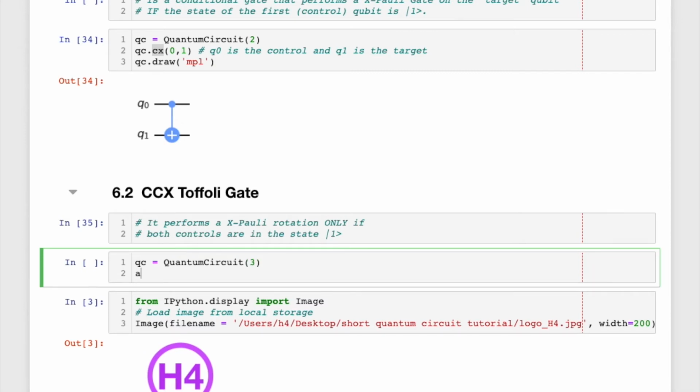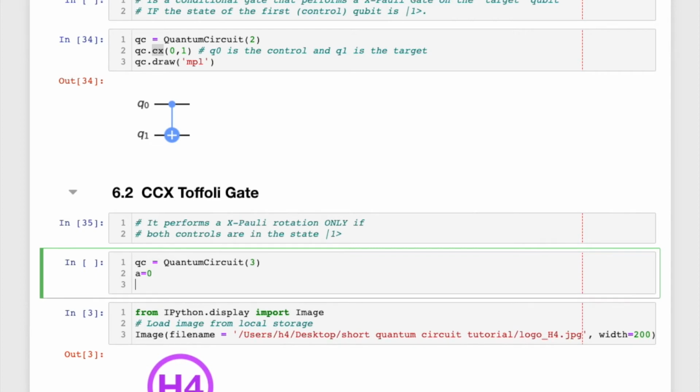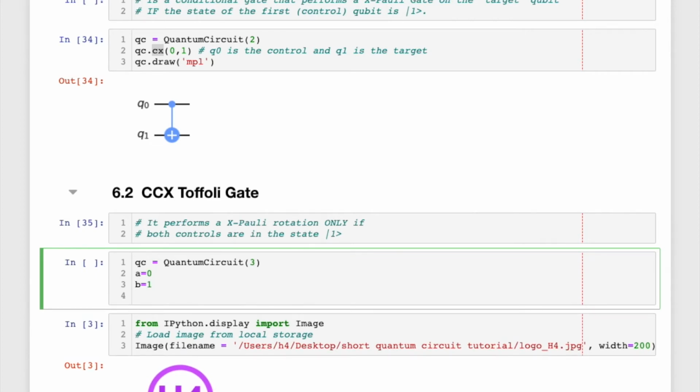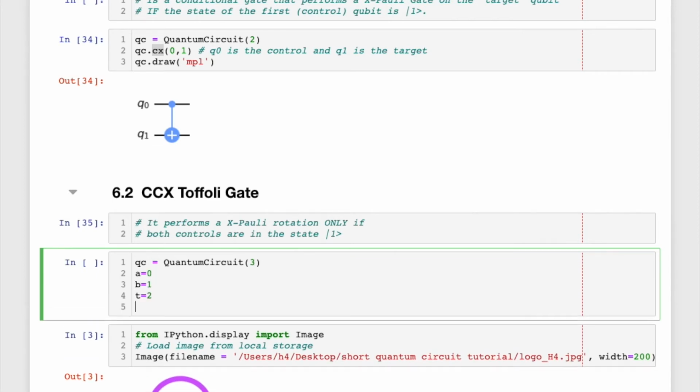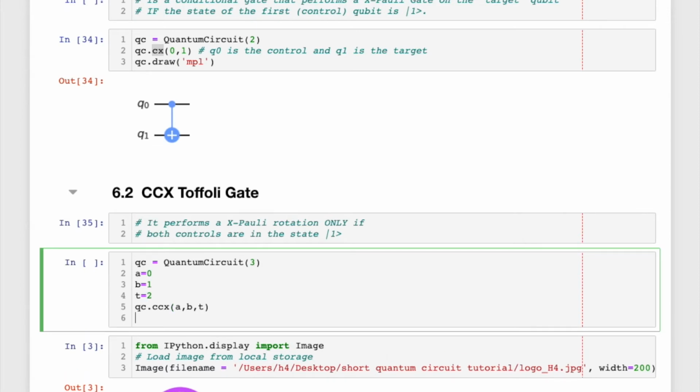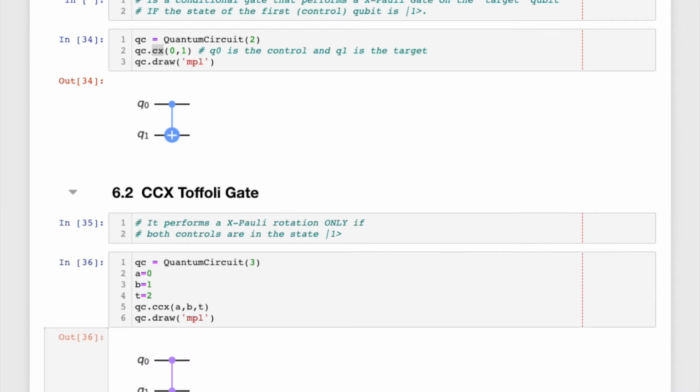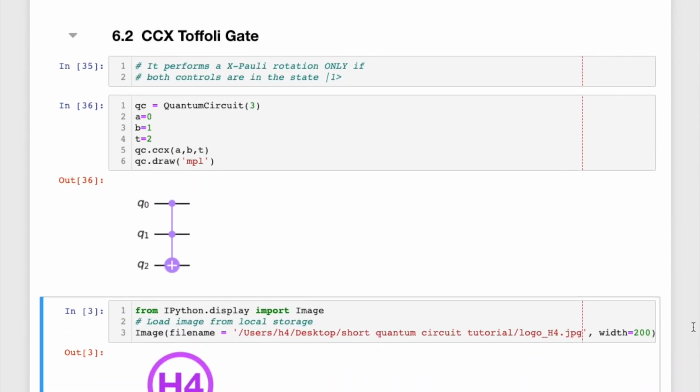So we call A qubit 0, B qubit 1, and T qubit 2, and then we perform CCX on the quantum circuit. Basically, there's a convention here. You say A, B, and T. Both controls are A, B, and the target is the last one. And then you say QC.draw in MPL, and you click Shift Enter, and that's the way it looks.